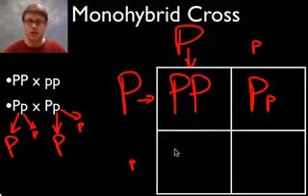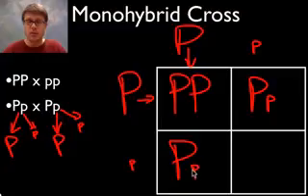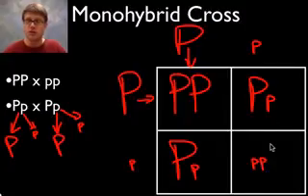So that would be one alternative here. Here would be a big P, little p as well. So we get the big P here and the little p here. And then finally, we're going to get little p over here and a little p over here, since they're each contributing a little p. And so what do we get from this cross?